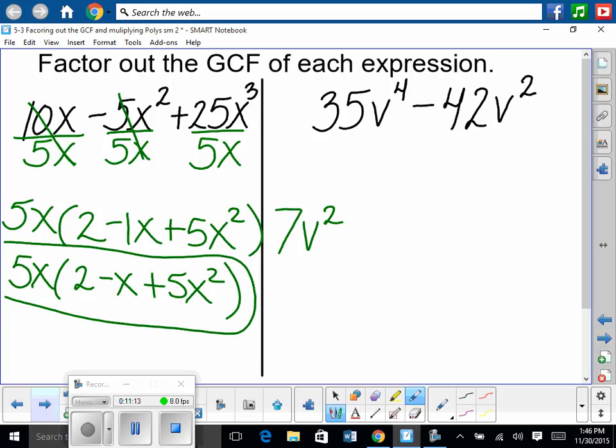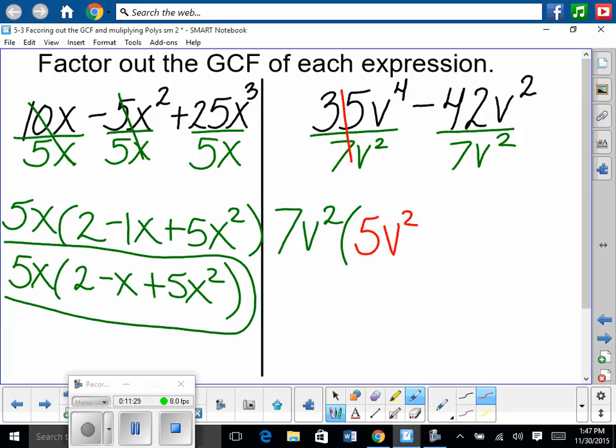So we pull out 7b squared. So divide each thing by 7b squared. Okay, 35 divided by 7 is 5. What's b to the 4th divided by b squared? B squared. Good. Negative 42 divided by 7 is negative 6, and then b squared divided by b squared is a 1, right? So then look inside, Brian. Was there something more we could have pulled out? No, so we did the right thing here, right? Does that make sense, everybody?